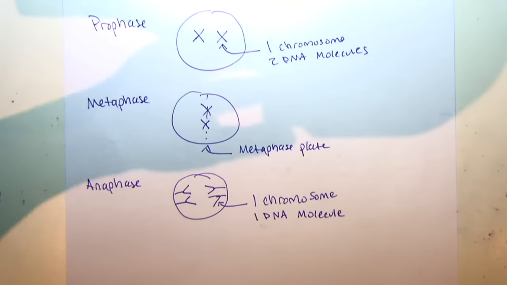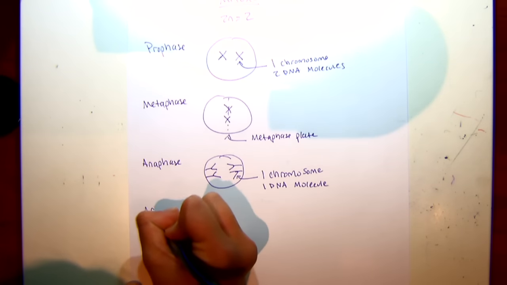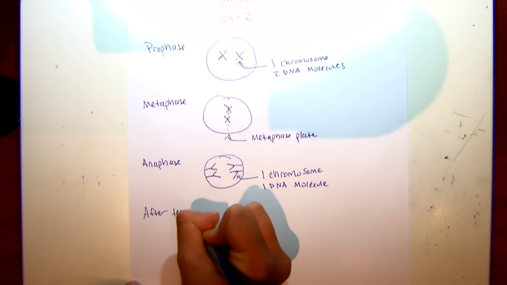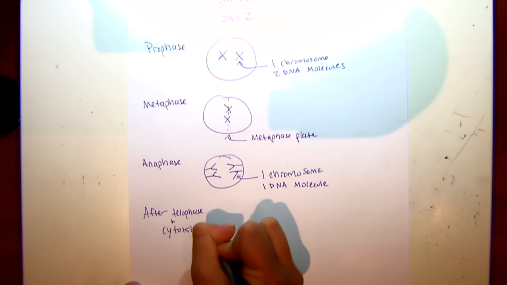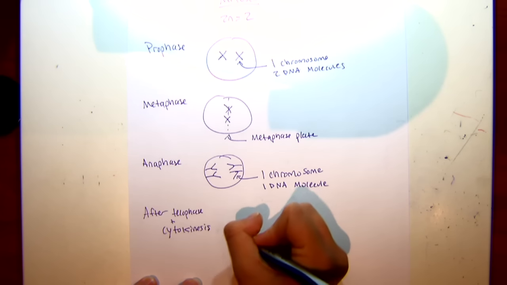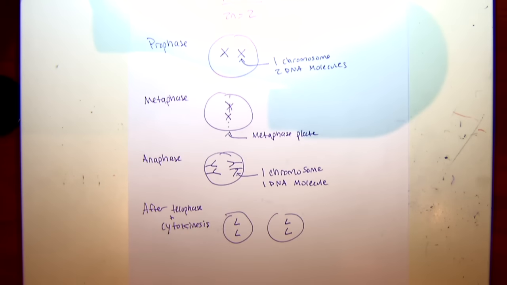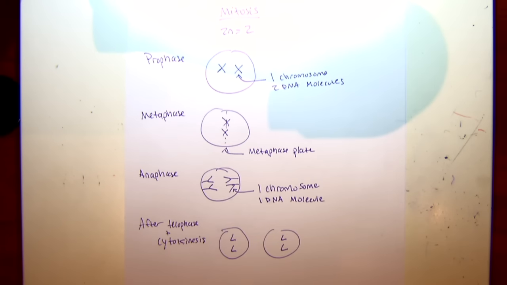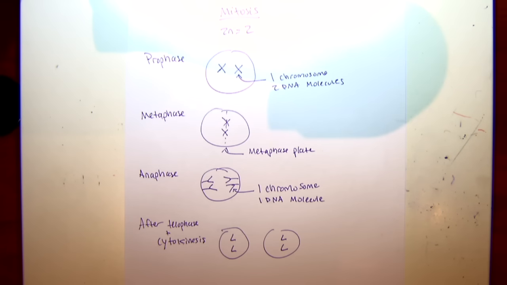Let's see if I can zoom in. So after telophase and cytokinesis, this is what we end up with. We end up with the diploid number. So we start out with 2 chromosomes, we end up with 2 chromosomes, but they have half the amount of DNA.